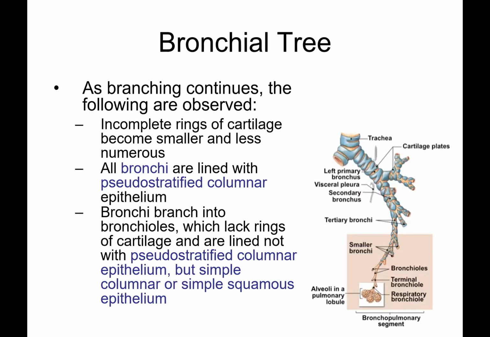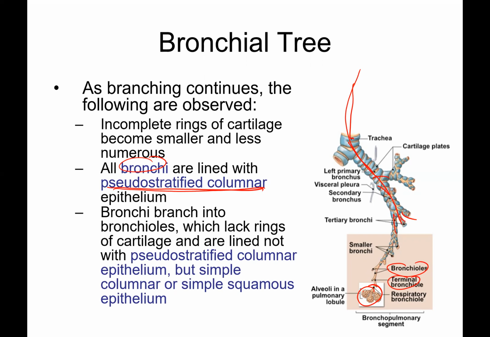Another picture of what we talked about. Trachea, primary, secondary, tertiary, and then the terminal ends. All the way down from the bronchioles to the terminal bronchi, and then the alveoli. As you work your way down the trachea, all the bronchi, or these particular ones, are going to be lined with the pseudostratified columnar epithelium.